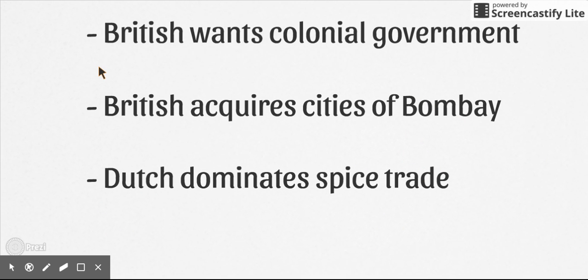During the time of the East India Company expansion, the British had a goal to establish a colonial government, but it wasn't for sure that these goals were true at the time. Later on in the 17th century, the British started taking control of new cities for trade, and they got a hold of cities like Bombay from a marriage transaction.